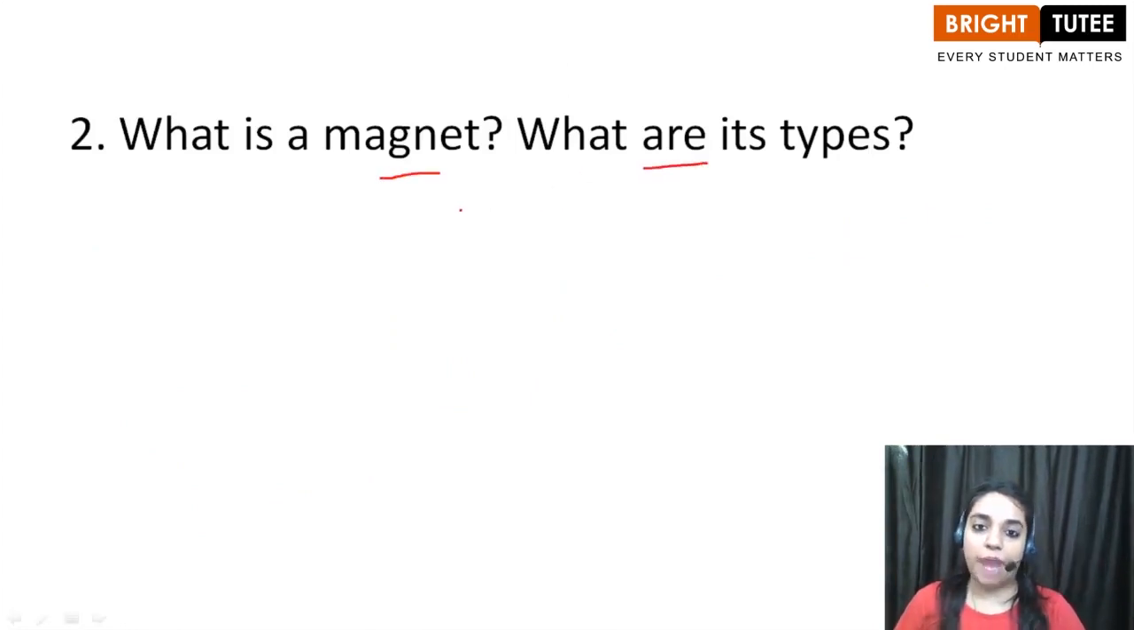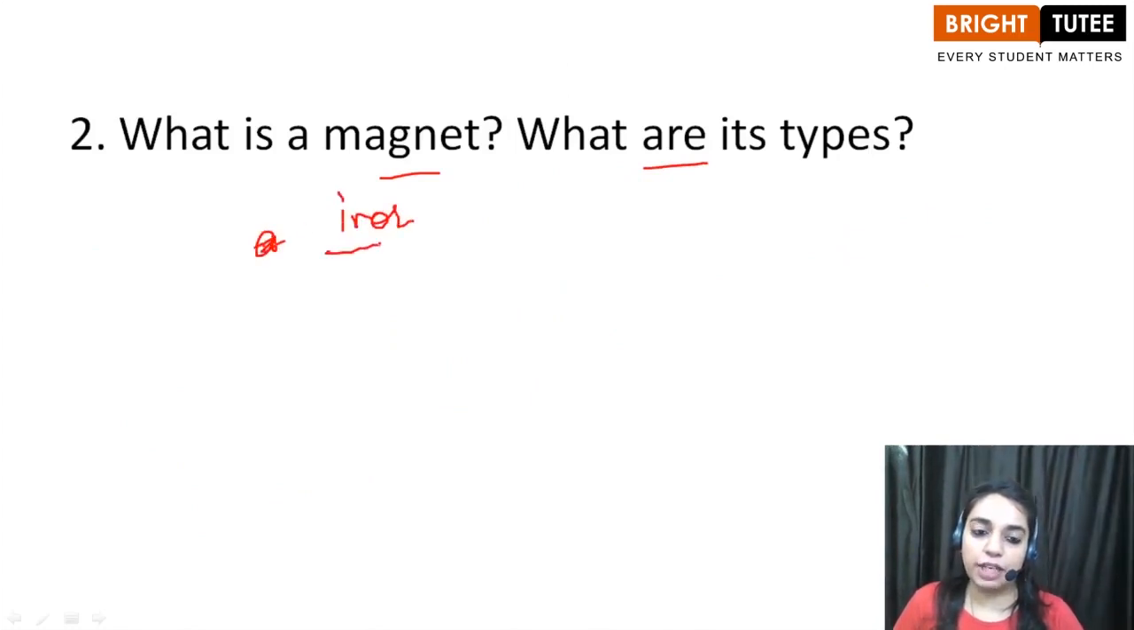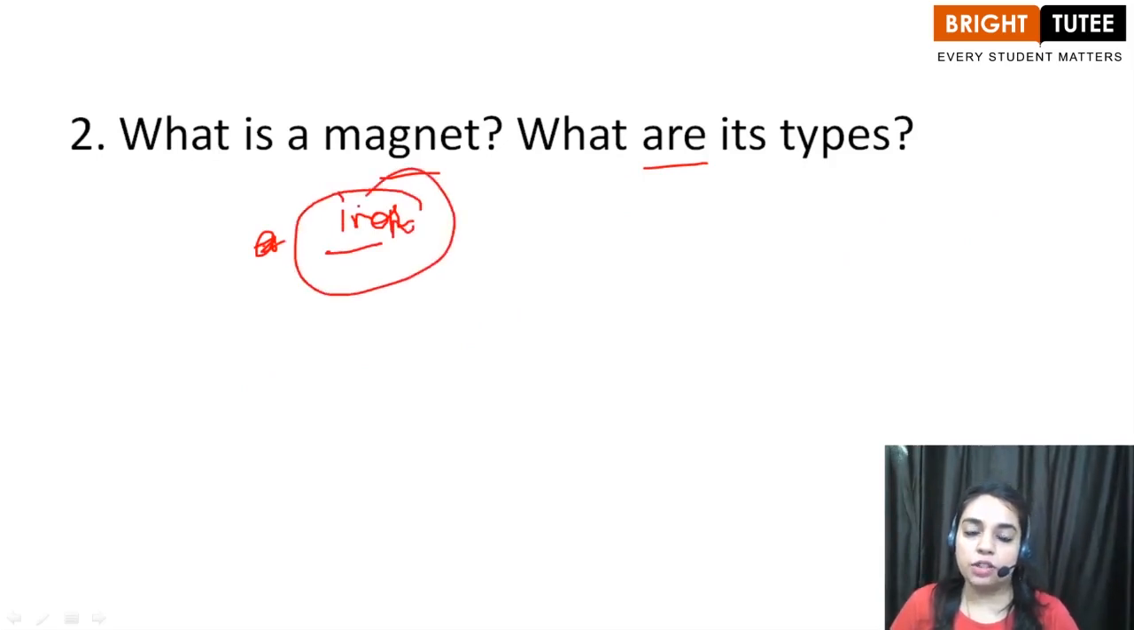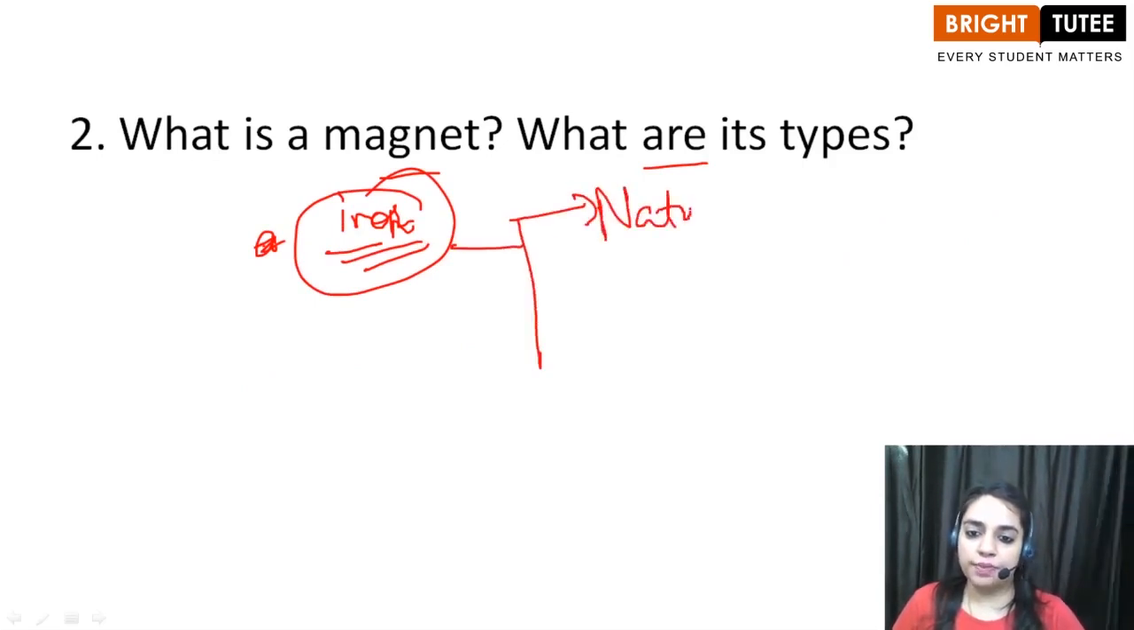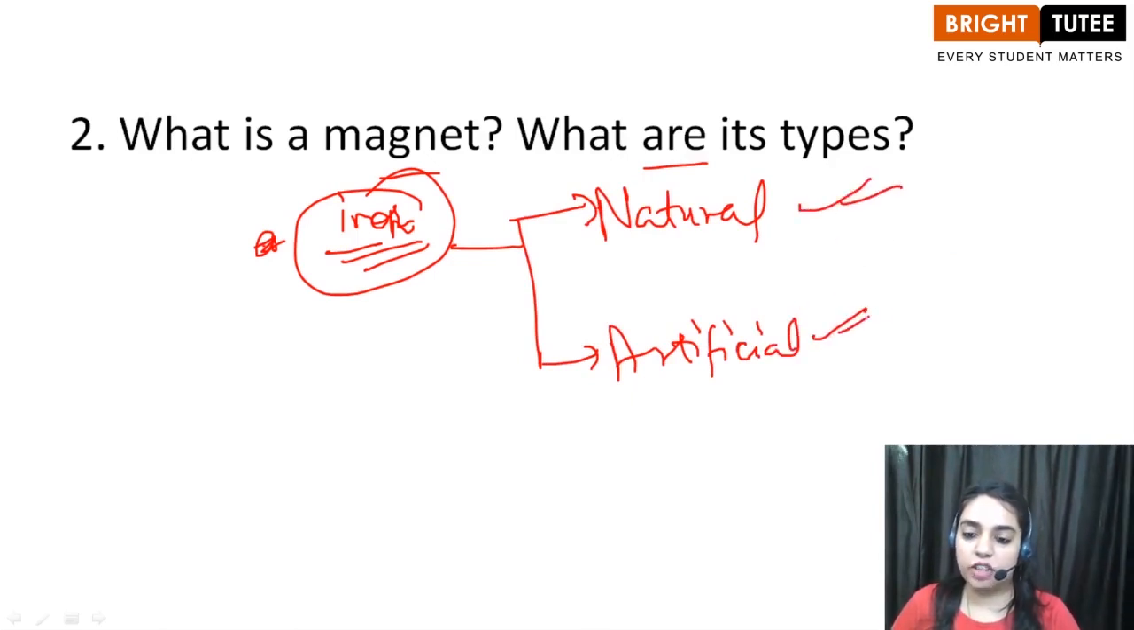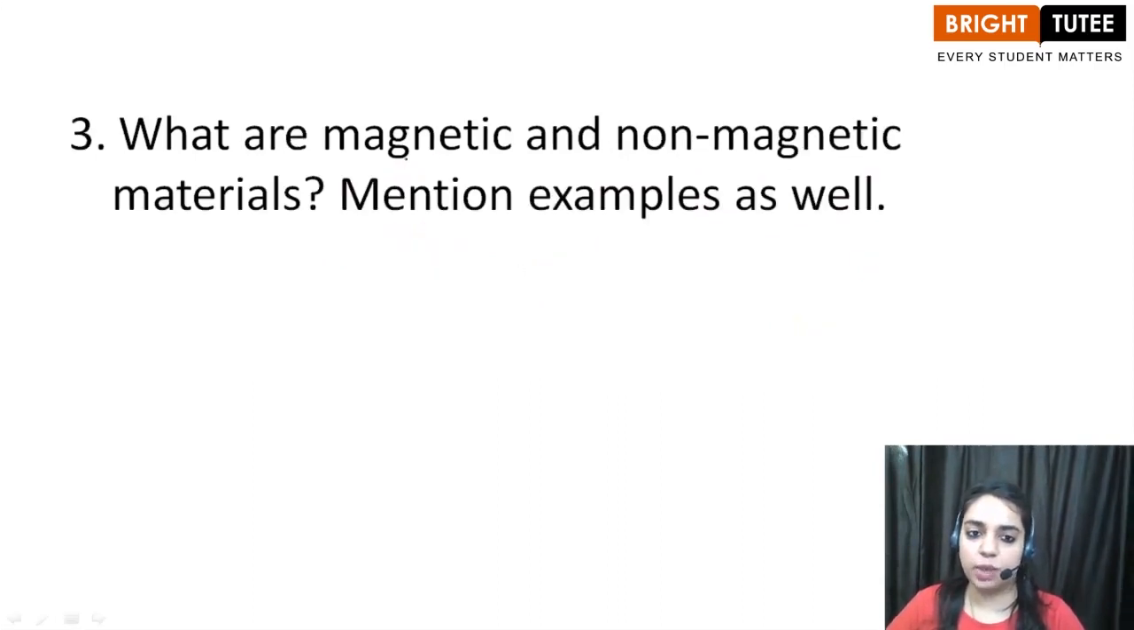So children, a magnet is a substance which has the property to attract a certain type of particles which are made up of iron. Magnet is a substance which attracts iron articles, and there are two types of magnets. One is natural and the other one is artificial magnet. Natural magnet is the one which is found in nature, whereas the artificial magnets are those which are man-made.